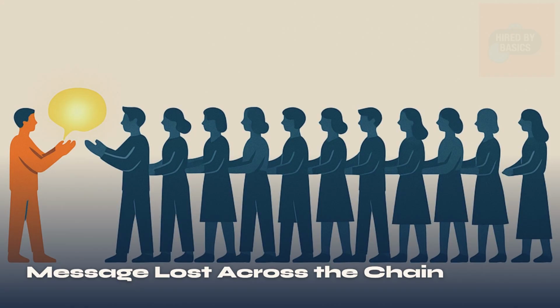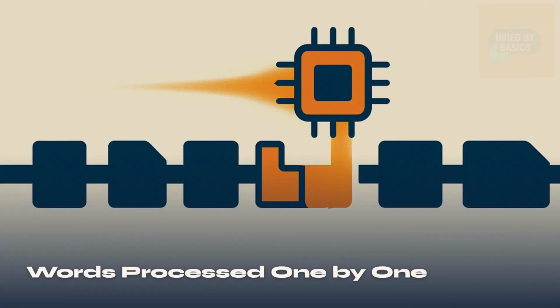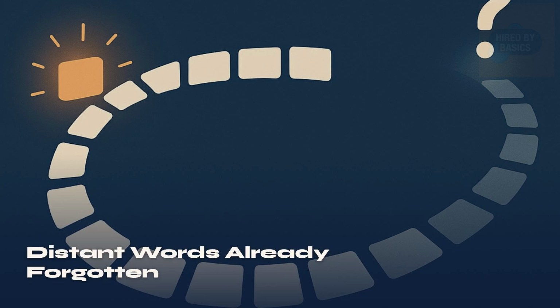Now, the old models we used for language were called RNNs, recurrent neural networks. They worked almost exactly like this. They read your sentence one word at a time. First word, process it, pass something to the next step. Second word, process it, pass something forward, and so on, all the way to the end. The problem? By the time the model reached word number 50 or 60, the memory of word number 1 was already super faint, like a whisper passed through too many hands. The model kind of forgot the beginning of its own sentence. And for language, that is a big problem.